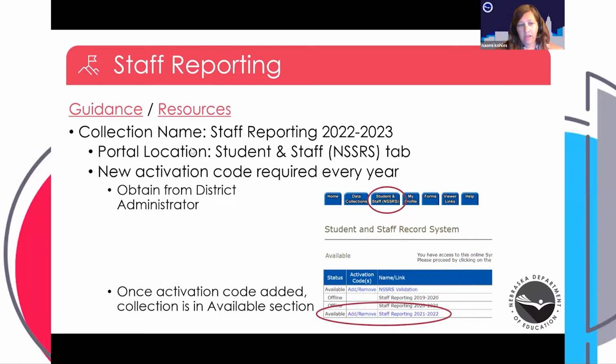The staff reporting collection is located in the student and staff NSSRS tab. And every year a new activation code is required, as it's a brand new collection. So this isn't one that just stays and recurs year over year. You'll get that activation code from your district administrator. And then once it's added to the portal, you'll see the collection in the top section called available. This screenshot is from 21-22, but your next one will say staff reporting 22-23.